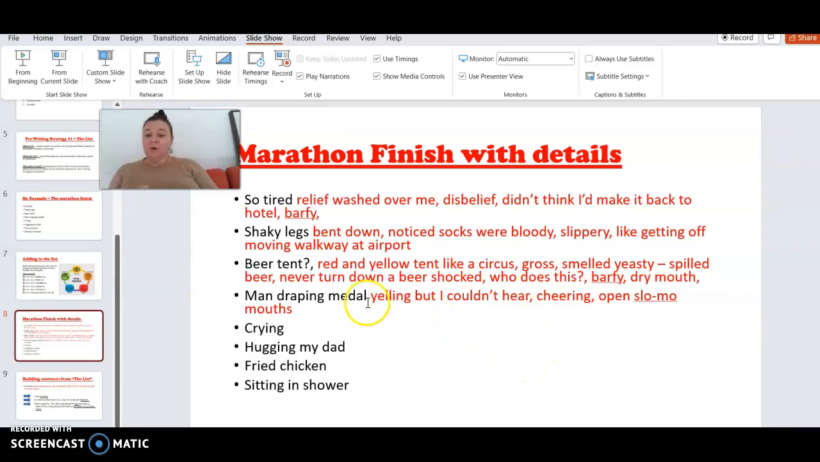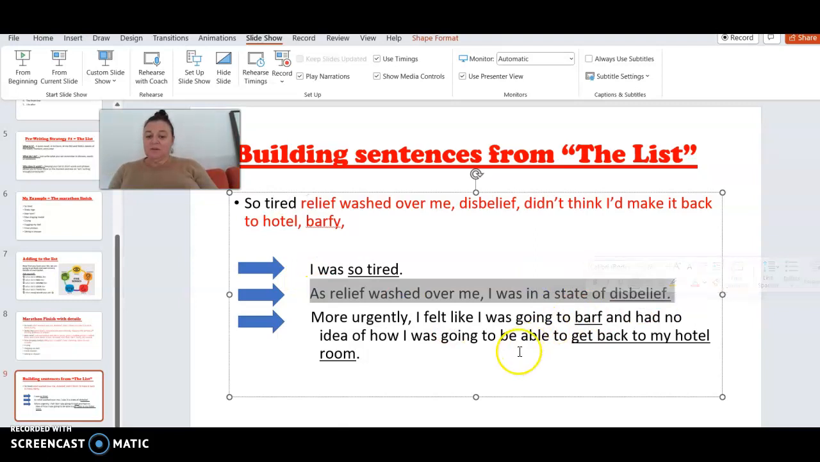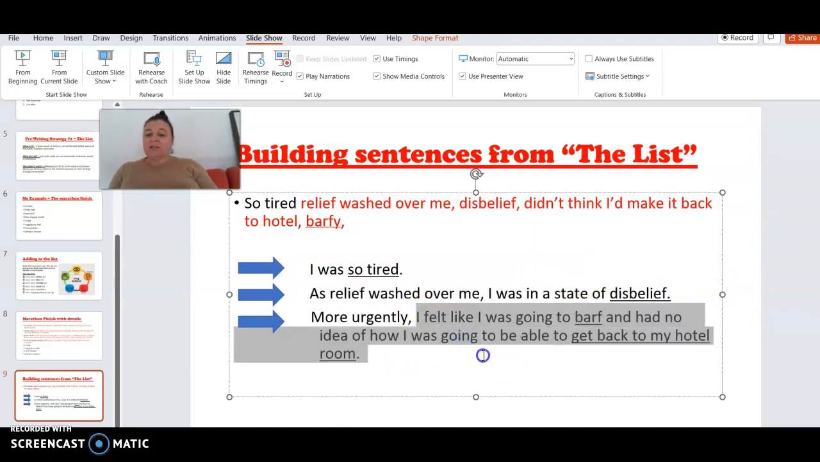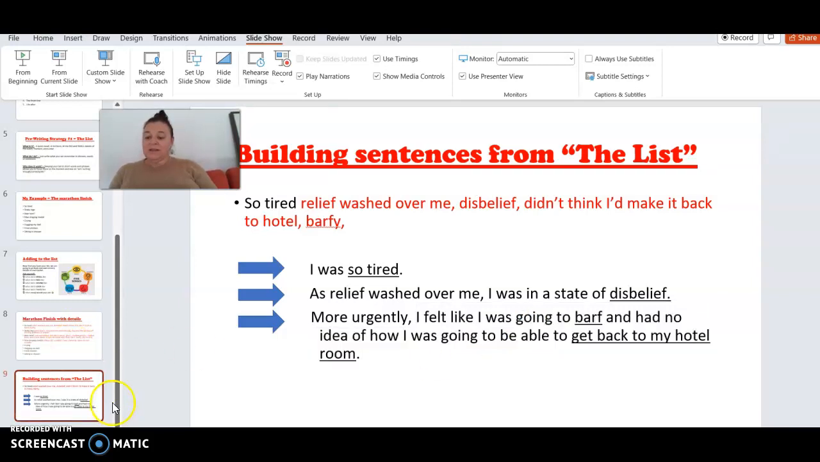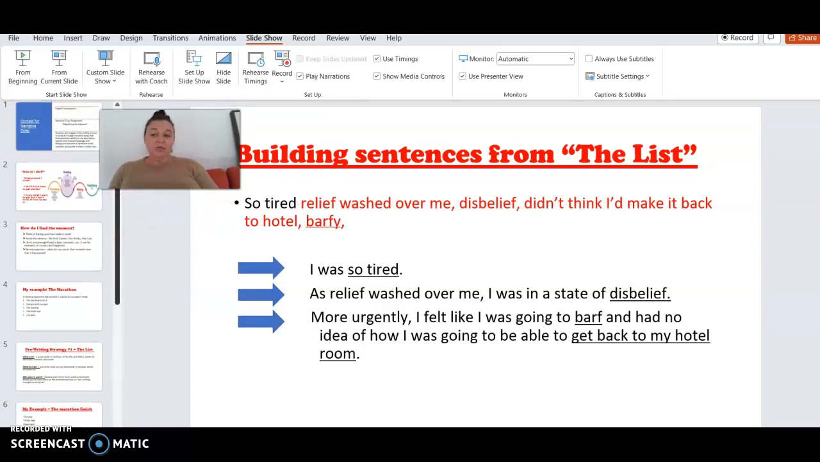So now I would go through all of this, right? And then what I would do is I would take these and turn them into sentences. I was so tired. Relief washed over me. I was in a state of disbelief. More urgently, I felt like I was going to barf. Okay? And as I'm going over these now, you can see how I've taken this small moment. And if I did the sentence building for each one of those bullets, I'm walking out of here with a paragraph, right?